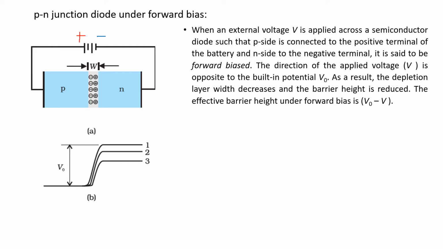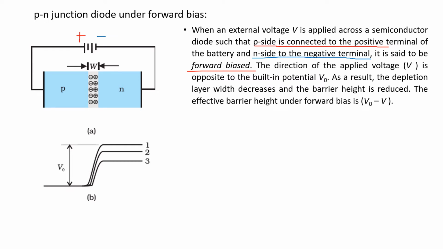When an external voltage V is applied across the semiconductor diode such that the P side is connected to the positive terminal of the battery and the N side is connected to the negative terminal, see, N is connected to negative and P side is connected to positive. This is forward bias. P to positive, N to negative is forward bias. The direction of applied voltage V is opposite to the built-in potential V0.